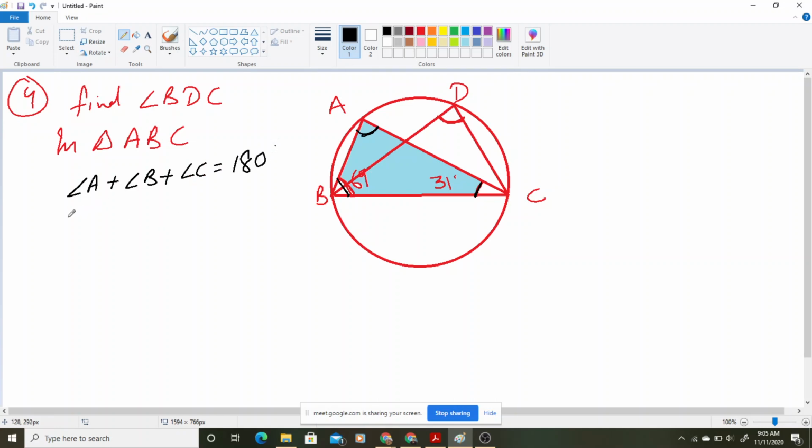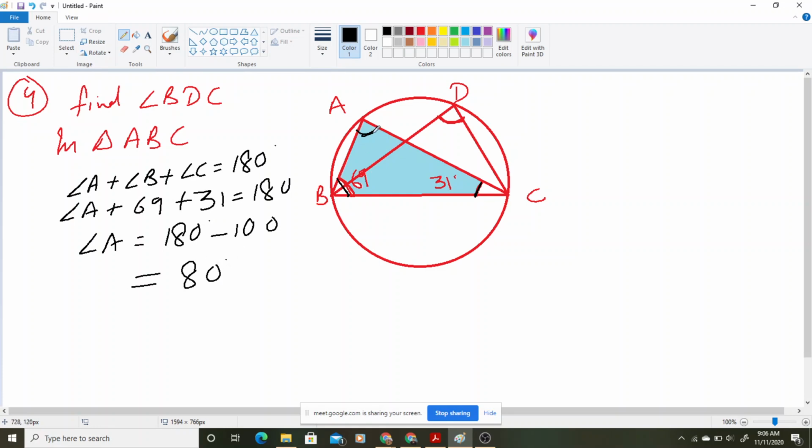So that means angle A plus B is 69, C is 31, equal to 180. So that means angle A will be 180 minus 100, so it will be 80 degrees. Now we are having this angle A as 80 degrees. Sir, angle D will also be 80 degrees because they are angles in the same segment.